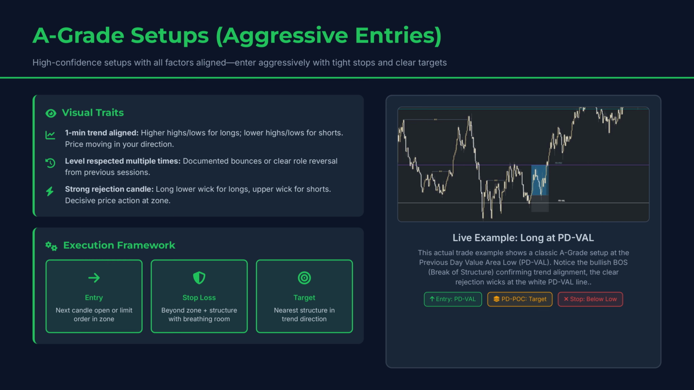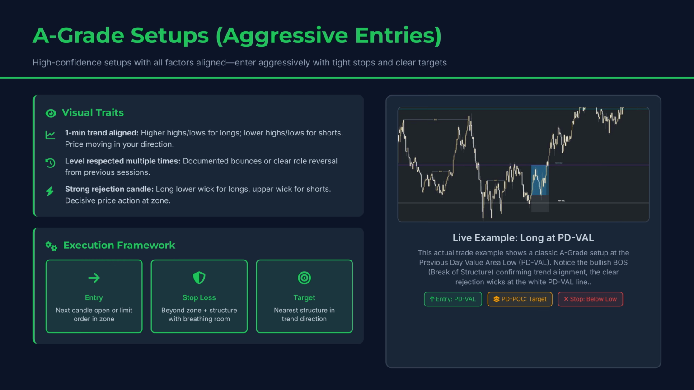Your target is the previous day's point of control at 65.25, or perhaps a recent structure high at 65.30. You've just identified a high-confidence, high-probability trade that deserves aggressive position sizing within your risk management plan. This is the standard you're looking for. A-grade setups don't come around every 5 minutes. They require patience. But when they appear, you recognize them instantly because you understand the technical framework.